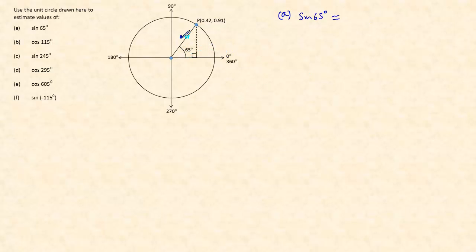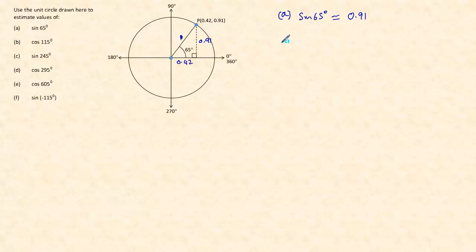Remember, this is a unit circle, so this hypotenuse here is 1. And for a sine, it's opposite divided by hypotenuse. We can see from here that this is 0.91 and this is 0.42. So the sine is just going to be 0.91 divided by 1, which is 0.91.